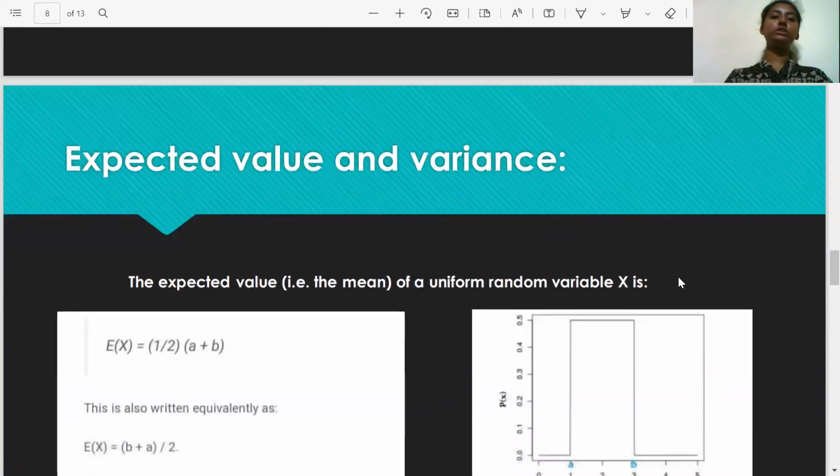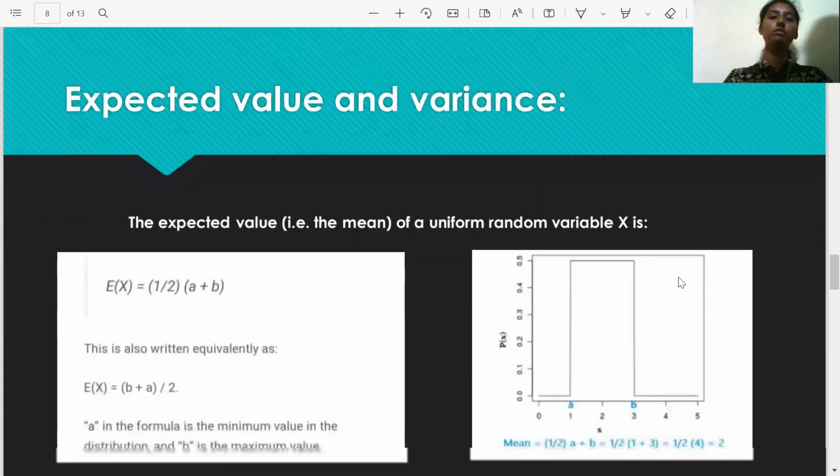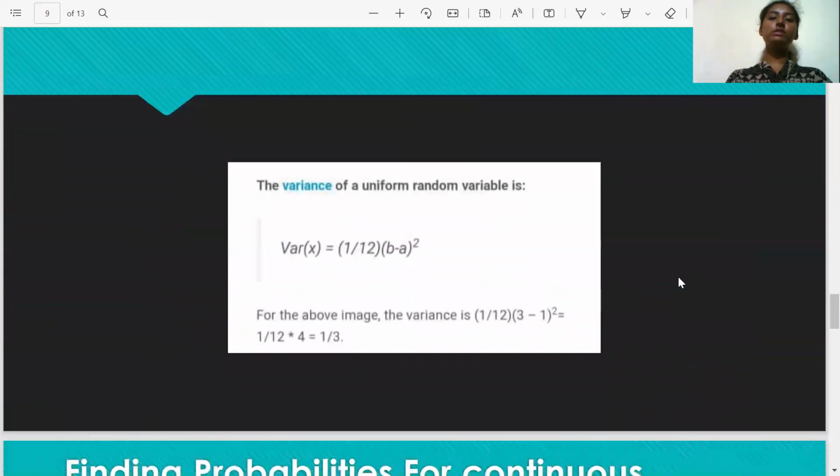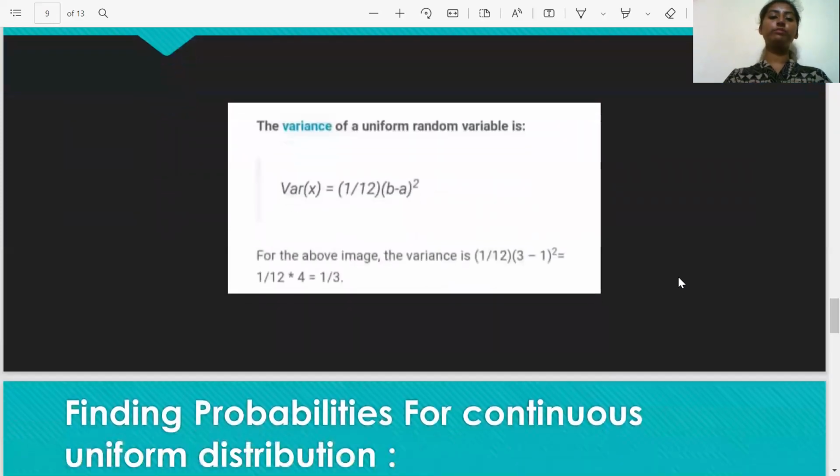Expected value and variance. The expected value of a uniform random variable x is. The variance of a uniform random variable x is 1 by 12 (b minus a) whole squared. For the above image, the variance is 1 by 12 (3 minus 1) whole squared, equals 1 by 12 into 4, equals 1 by 3.